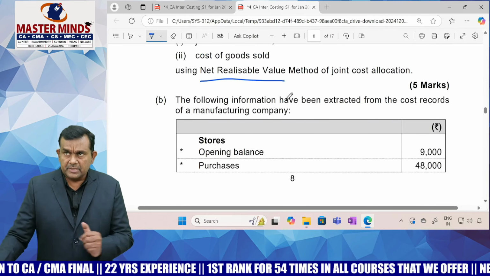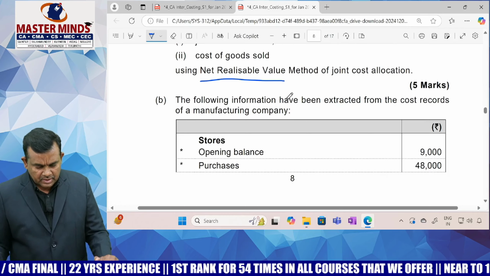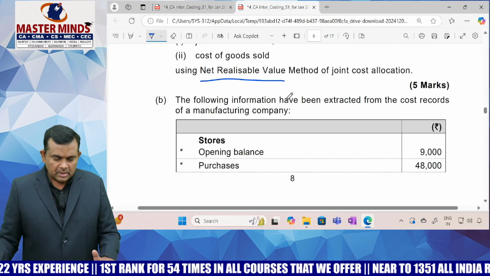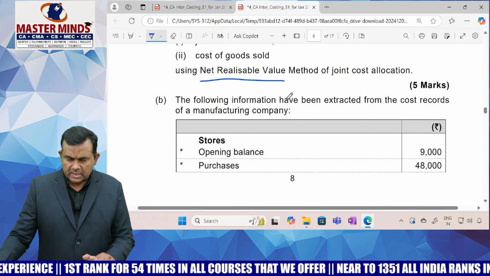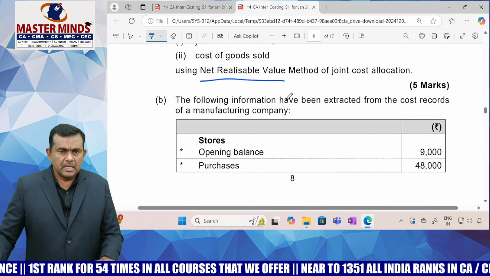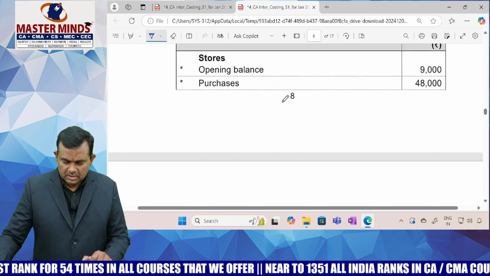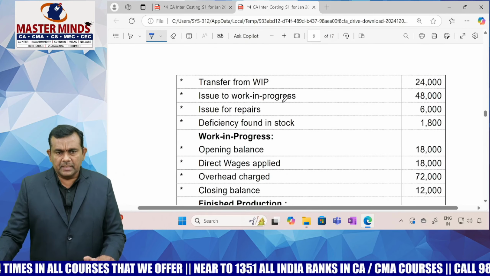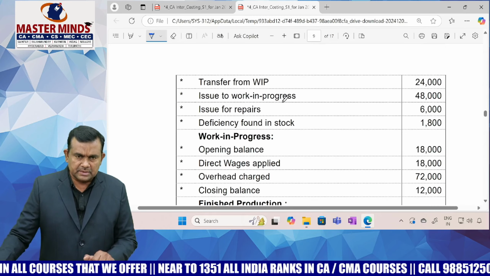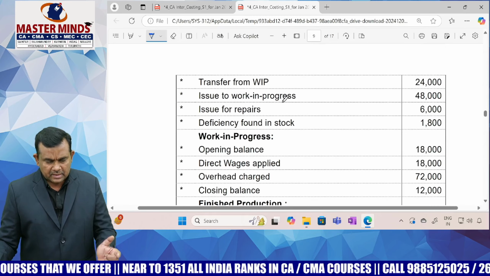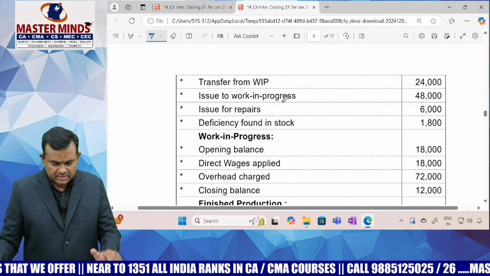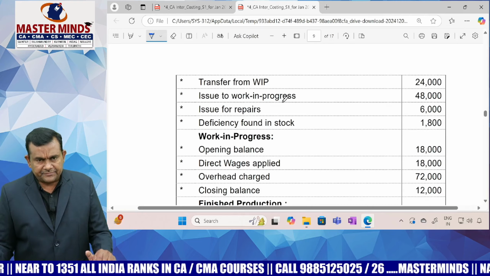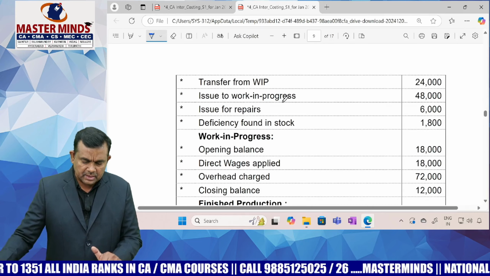The following information has been extracted from the cost records of a manufacturing company. Stores transactions available. Opening inventory of stores account, that is the to balance brought down. Purchases, to cost ledger control account. Next, raw material issue to work in progress control account, debit to stores ledger control account. Next, returns are stores ledger control account debit to work in progress control account. Issue for repairs, sir, that is factory overhead control account debit to stores ledger control account.